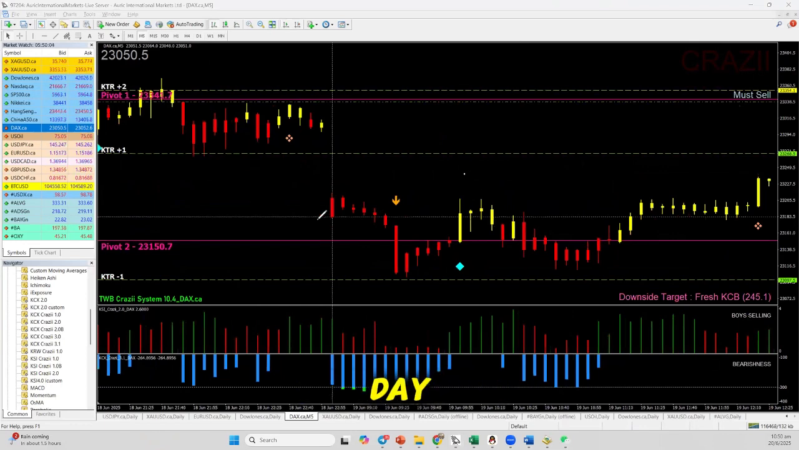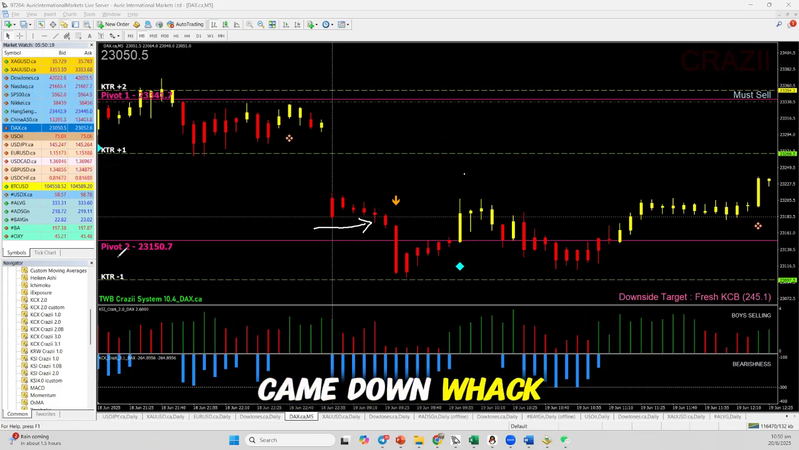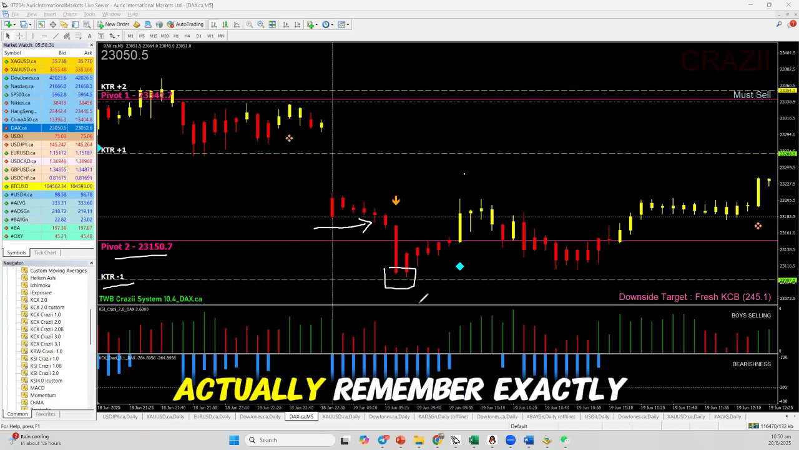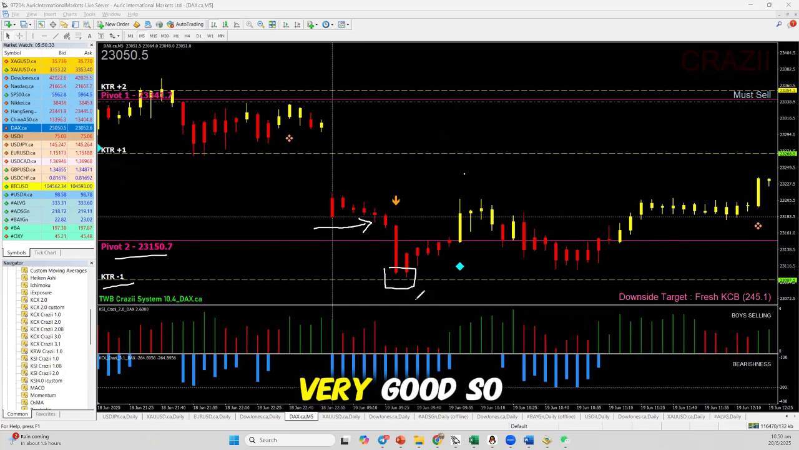So at the start of the day, the market opens, and he didn't do anything because it's a red color candle. By right, below OP he should sell already, but because there's no diamond, he didn't sell. So fine, the market still went down, right below pivot 2, very close to KTR -1, but it didn't touch. So the student, remember I told him, if the market doesn't touch KTR -1 and goes up, you go to KTR +1. The student actually remembered exactly what I said. So it was very good.